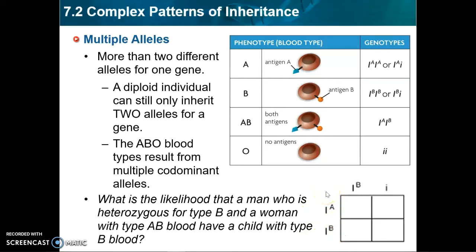If you fill in those boxes, which we fill in just like any other Punnett square, you can see that this child here would be type AB. This would be a type A. This would be type B blood with two B alleles. And this would be type B blood, one B allele and one O allele. So the answer to our question, the likelihood of them producing a child with type B, is going to be 50%.